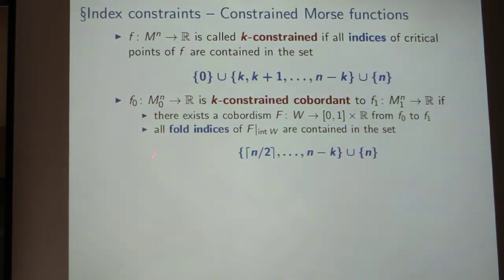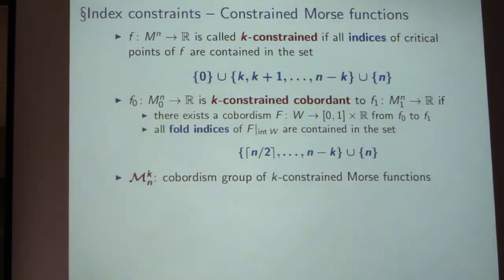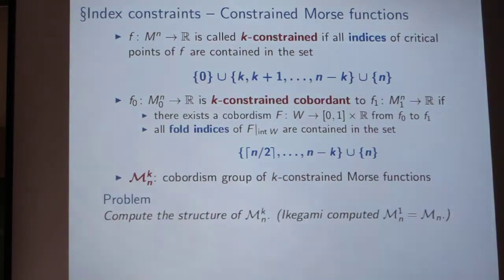And now you impose the additional condition that all the fold indices or fold points of this fold map big F should also satisfy the corresponding index constraint. And there is a notion of index for fold points, and the index condition looks like this. So if you use this kind of definition, then you get, again, a cobordism group, this time of k-constrained Morse functions. And I would like to tell you something about it. First of all, the problem arises to compute the structure of this. I mean, the case we considered before was the case that k is 1. This has been understood by Ikegami, that's what I told you in the beginning. But the case of higher k might be interesting.